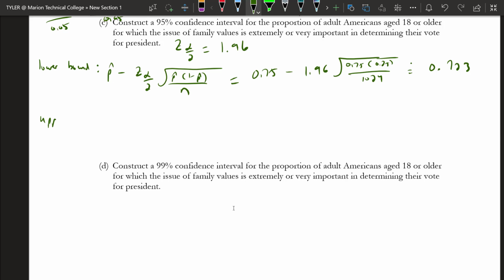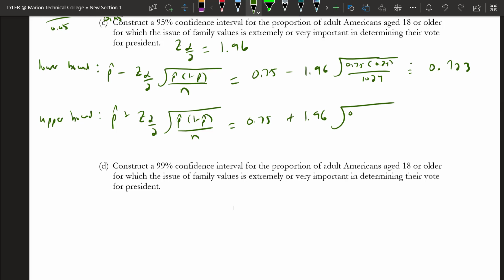So then the upper bound, right, remember the only difference is we're going to add. So we would take p hat plus the margin of error. So that gives you 0.777, right? So my confidence interval is 0.723 to 0.777.